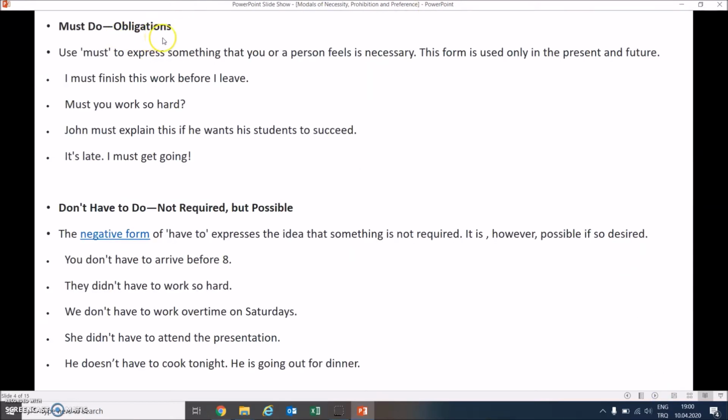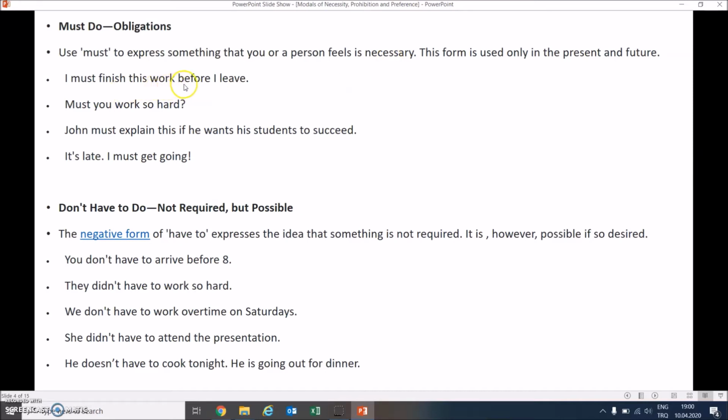Must do obligations. By the way, the word obligation means something that a person feels morally or legally forced to do. Okay, so use must to express something that you or a person feels is necessary. This form is used only in the present and future.